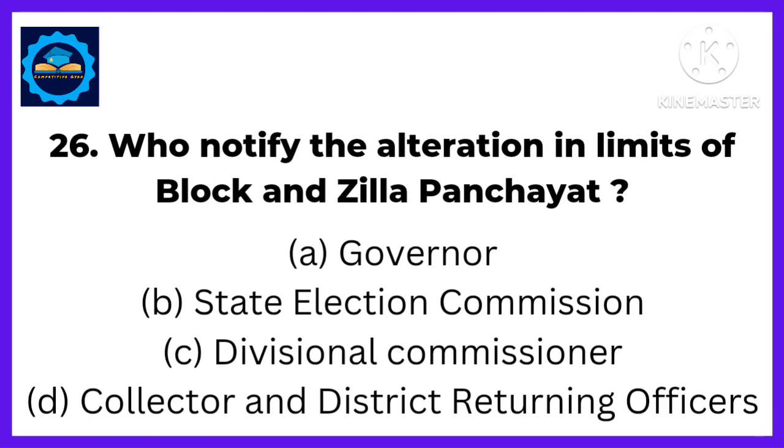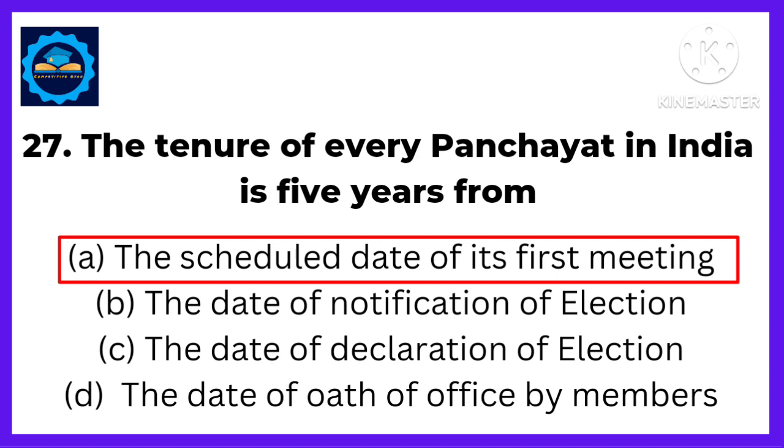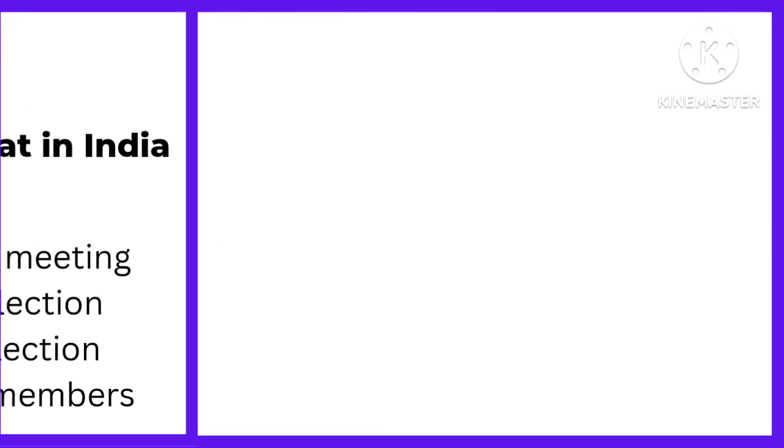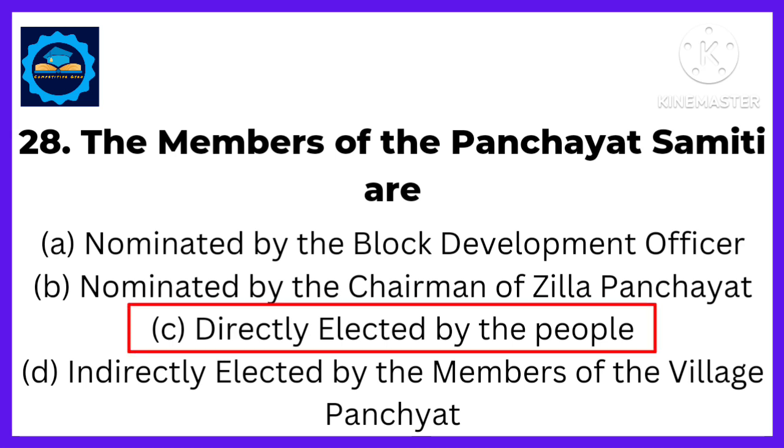Next, who notifies the alteration in limits of Block and Zilla Panchayats? Answer: Governor. Next, the tenure of every panchayat in India is 5 years from? Answer: 5 years from the date appointed for its first meeting. Next, the members of Panchayat Samiti are? Answer: The members of Panchayat Samiti are directly elected by the people.